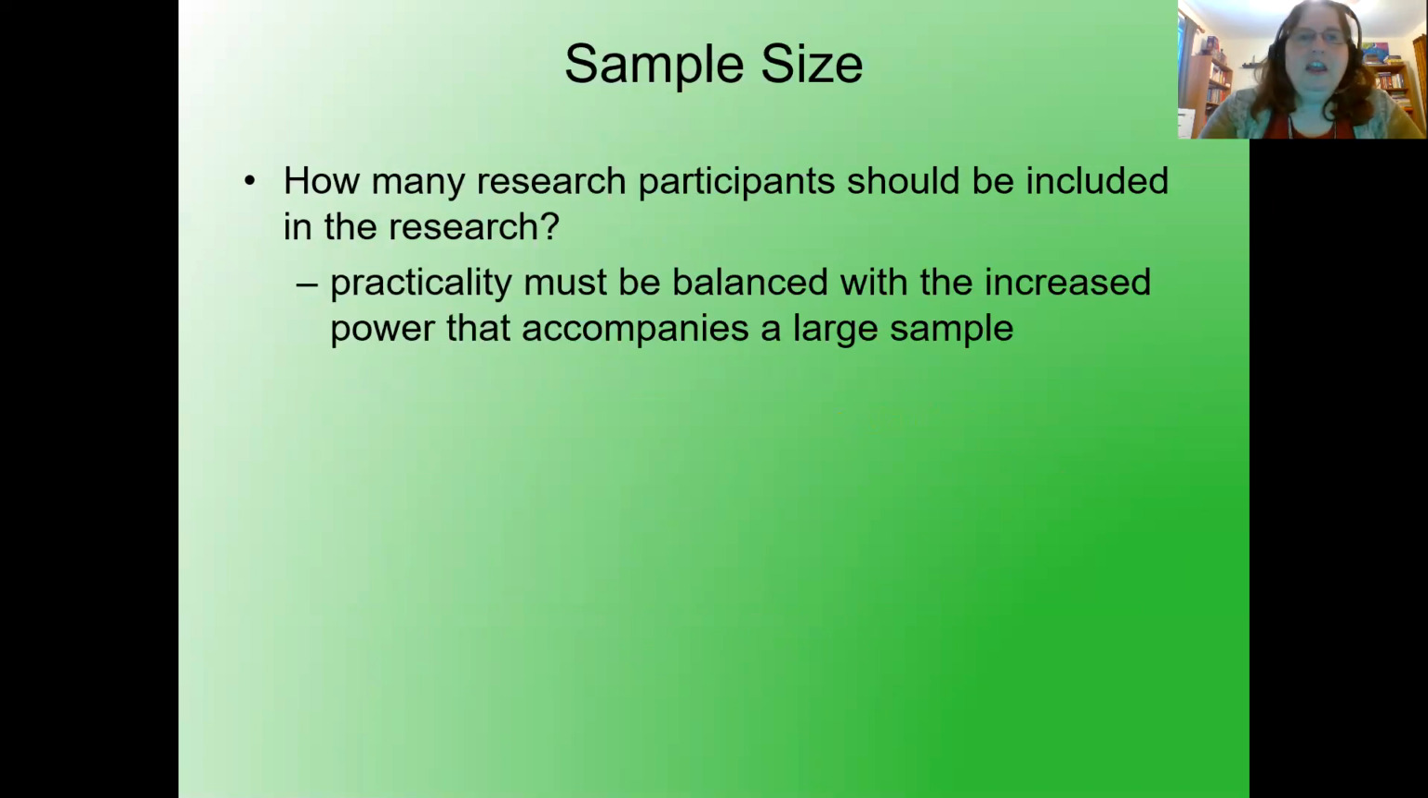So at the end of the day, how many research participants should be included in the research? Well, you really have to balance practicality with the increased power that accompanies a large sample. In other words, it's always nice to have more power, and it's always nice to have a larger sample, but it's not always realistic. So we have to balance these things out.